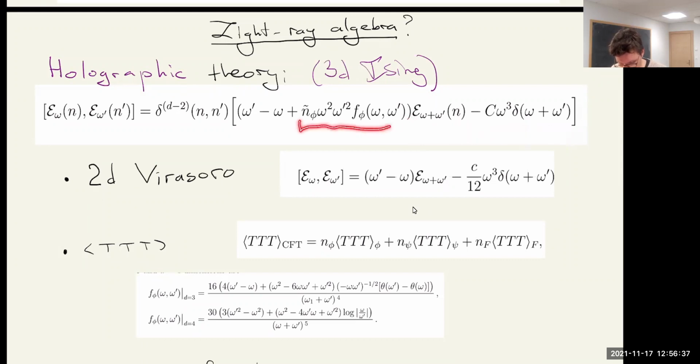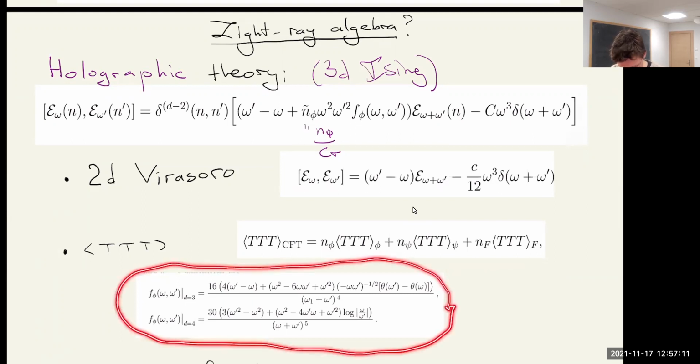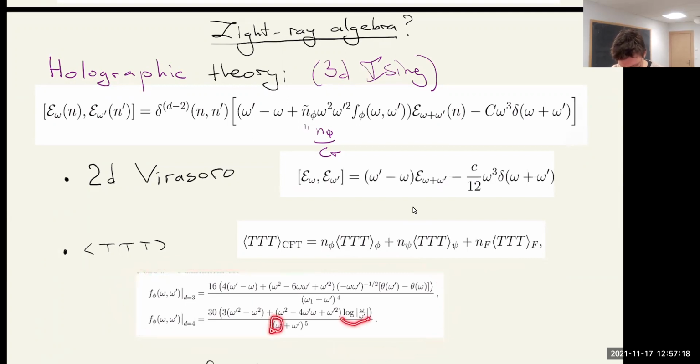Now you have an extra contribution here, which depends on this parameter n_phi tilde, which is simply roughly n_phi over CT. And this is related to the three-point function of stress tensors. As you know, you can write three different structures with some coefficients. And if your theory has an n_phi non-zero, you will get this term in the commutator. Now, again, these functions are known explicitly, and they simply show you that you cannot simply expand in omega, because they're non-analytic. You have logs. If you try to expand in omega, you get divergences in omega prime. So these formulas are not very well defined close to omega equals 0.